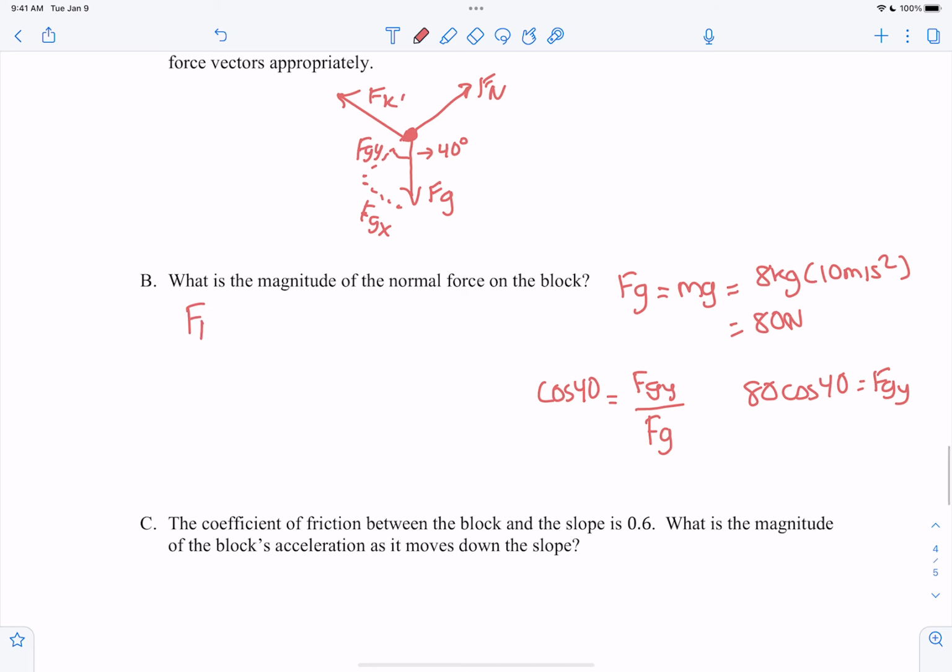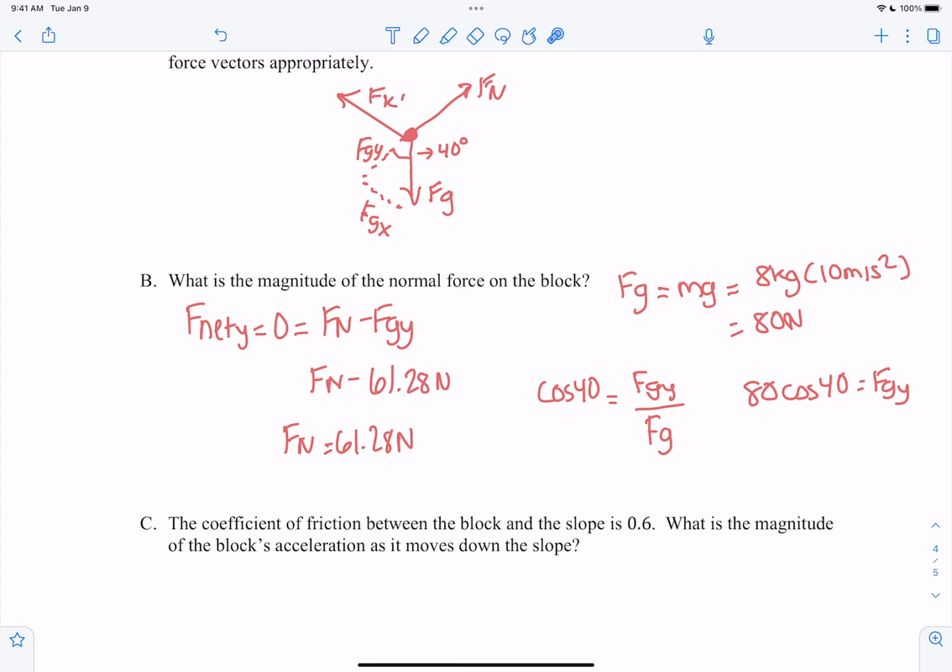And then we can set up an Fnet, Fnet y. We know that has to be 0 because there's no movement in the y direction based on the context of the problem. And we know that Fn is pointing in the tilted y direction, Fgy in the negative tilted y direction as well. So Fn minus Fgy is equal to 0, and so Fn is equal to Fgy. Fn minus 61.28 newtons gives us Fn is 61.28 newtons.